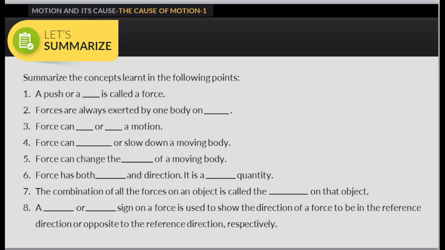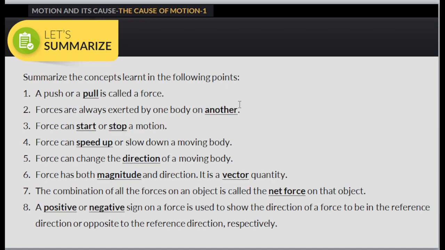So let's summarize. You can fill them up based on what I have said till now, and this is for practice, and after that you can check your answers as well.